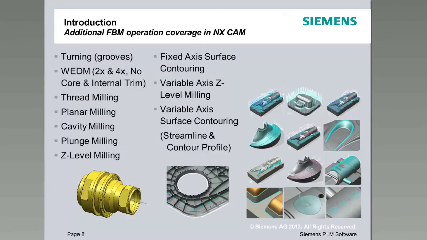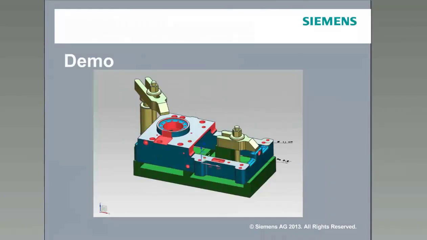Within NX CAM, the scope is actually a lot bigger. We're able to do turning, especially grooves, wire EDM, thread milling, hole milling, planar milling, cavity milling, all the fixed and variable axis, Z-level, and surface contouring operations. Almost everything you can program in NX, we can also create automatically for you using feature-based. There are still a few limitations, but we're working hard to get those off the table as well.